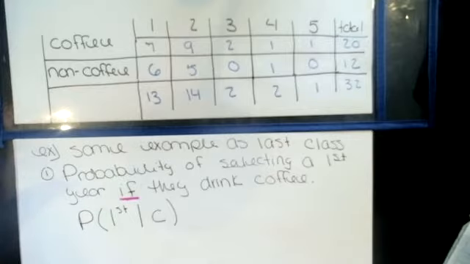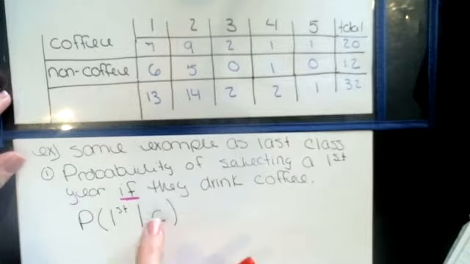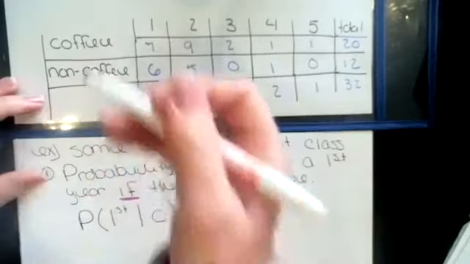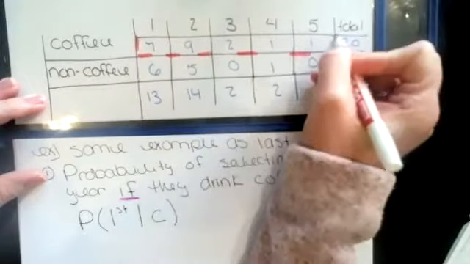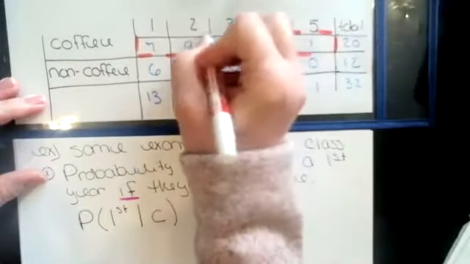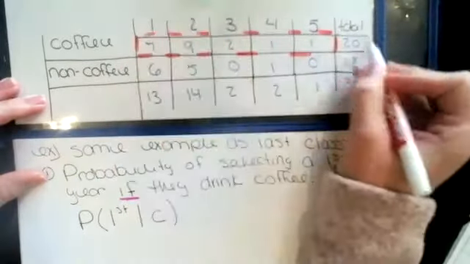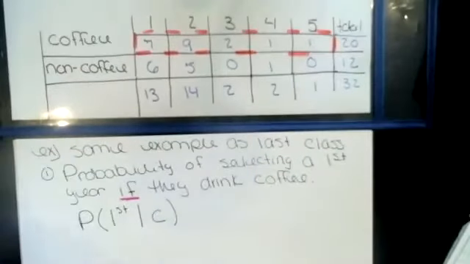So what I'm going to do is outline my restriction, which is the second part of my probability. So that is coffee drinkers. I'm going to outline that with this dotted line. So I'm just going to outline all my coffee drinkers. I tend not to box in the total because I don't want to add that up by accident.